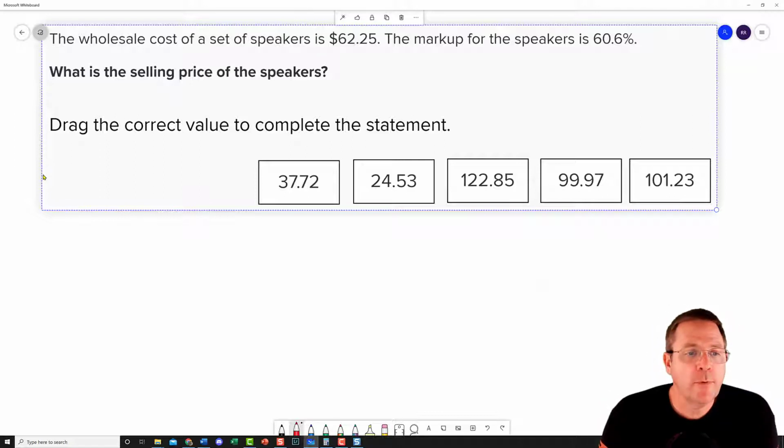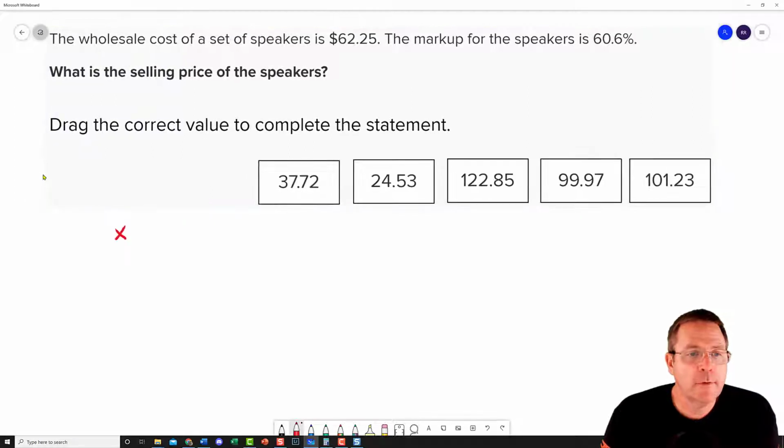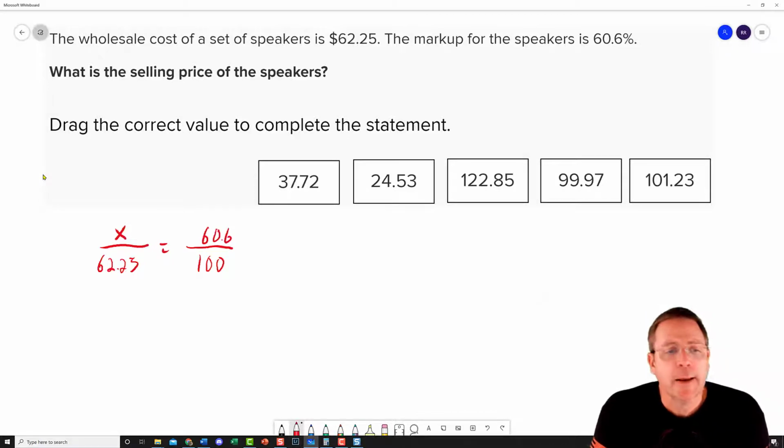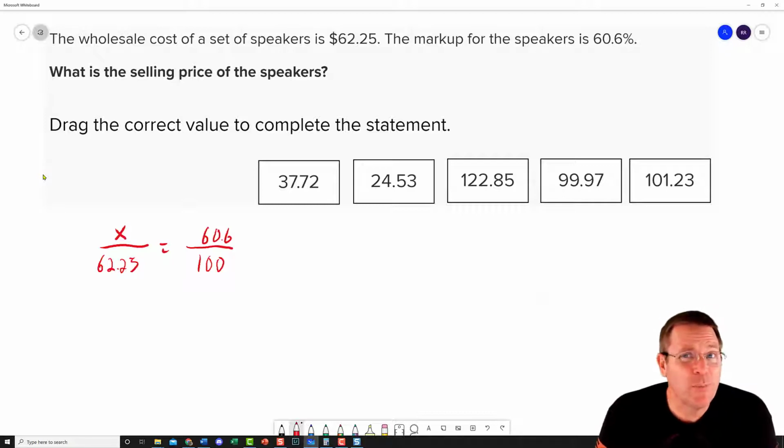Now we're going to start off with the proportion. So we know that X is going to represent our markup. The original price, the wholesale price, was $62.25, and we're going to set that equal to the percent over 100, with the percent being 60.6%. Now, I don't really like the ratio reasoning for this one, because what would you really multiply 100 by to get to 62.25? I think it's going to be 0.6225, but that leaves a big old ugly decimal number, and I just don't want to go there.